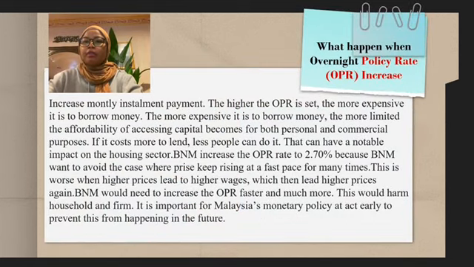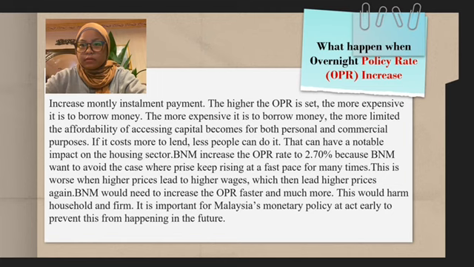What happens when the overnight policy rate increases? Monthly installment payments increase. The higher the OPR is set, the more expensive it is to borrow money. The more expensive it is to borrow money, the more limited the affordability of excessive capital becomes for both personal and commercial purposes. If it costs more to lend, fewer people can do it. That can have a notable impact on the housing sector.